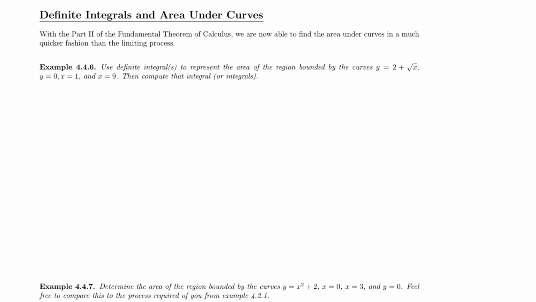So anyways, if we have a problem that says use definite integrals to represent the area of the region bounded by the curves y equals 2 plus square root x, y equals 0, x equals 1, and x equals 9, then compute the integral or integrals. I'm going to just draw a quick picture here. The graph of 2 plus the square root of x looks like this. The line y equals 0 is this line right here. It's the x-axis.